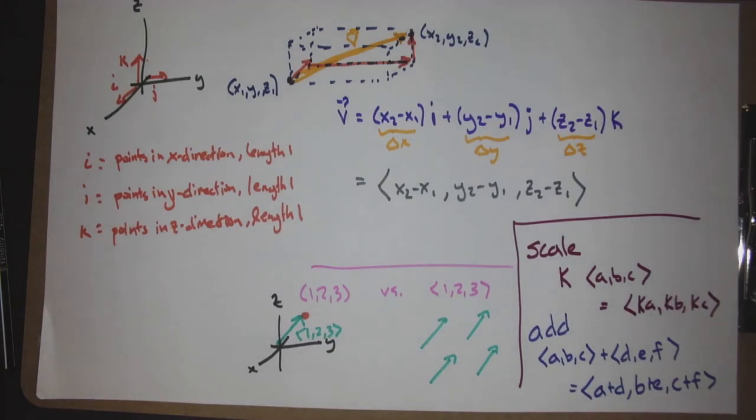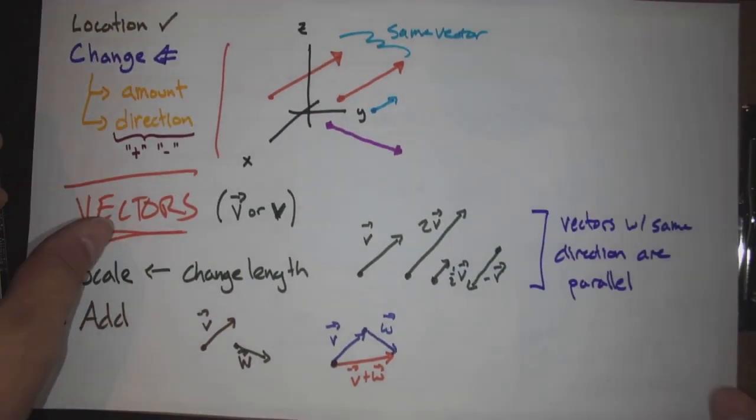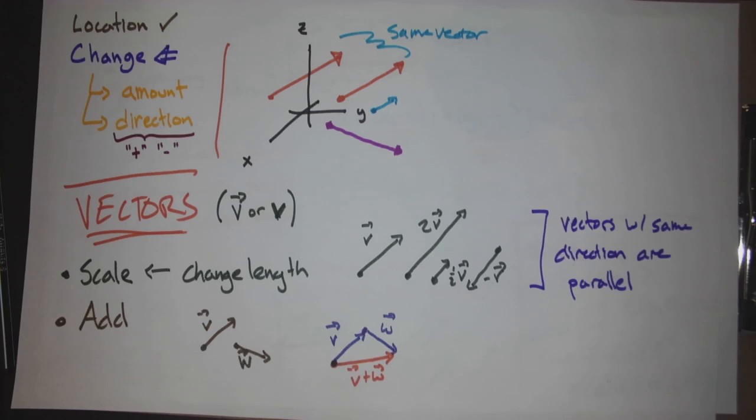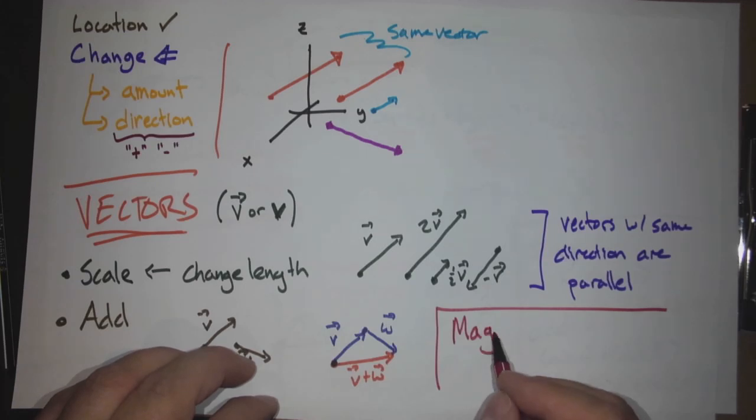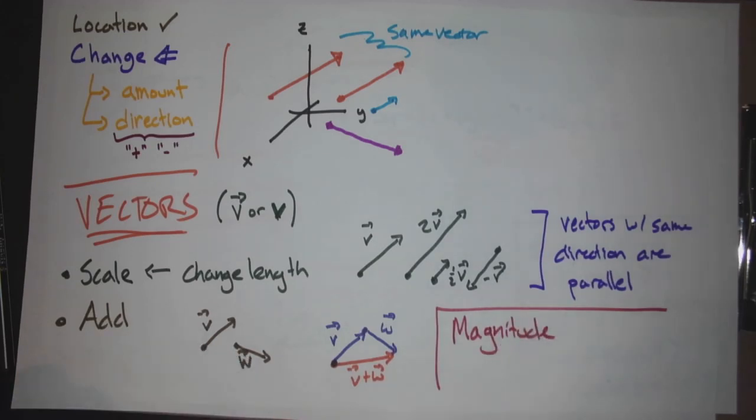Now, one more thing. I'm going to jump back to this page, ask a question, and then we can get to our first example of the day. So we talked about scaling, we talked about adding. One more thing we'd like to do is magnitude. Okay, so right now, geometrically, how do you find the magnitude? Well, this formula is if we have numbers. What if we don't have numbers?